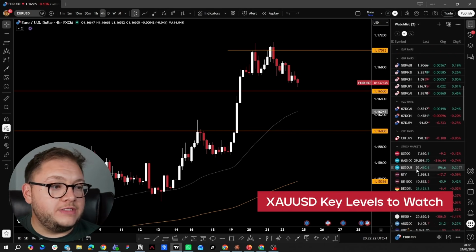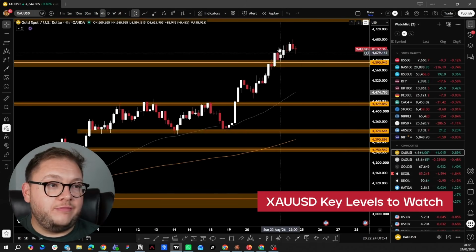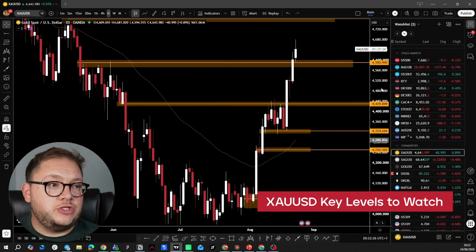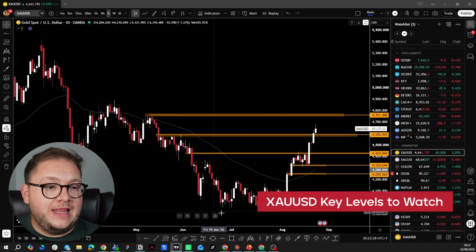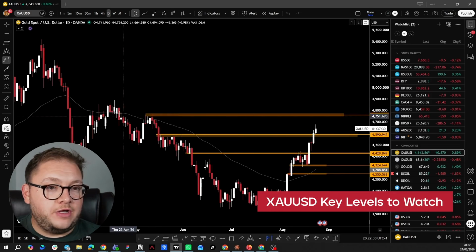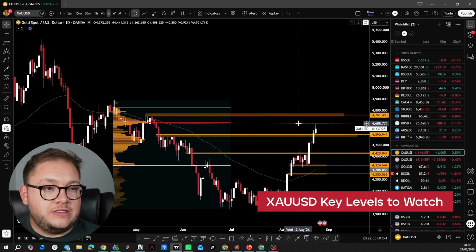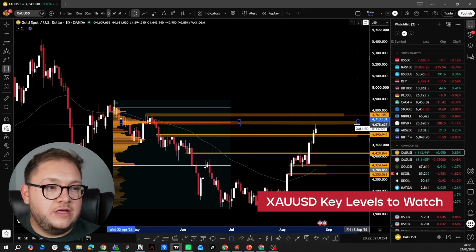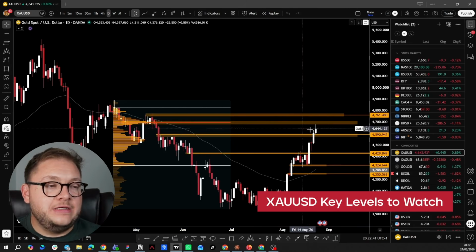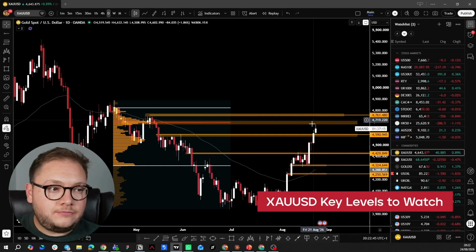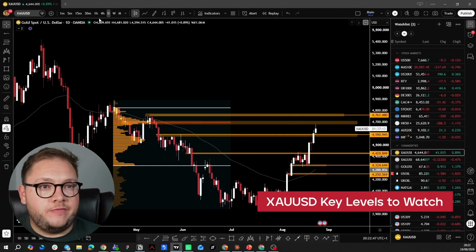If we look at gold prices at the moment, gold prices have been flying higher, and it's just come into a strong level of resistance. If I just put the market profile on from the swing high down to the swing low, we've just come into this major level of resistance where all this volume was in the past. So it looks like we've tapped into that 4,690 area, starting to see a little bit of a pullback now.